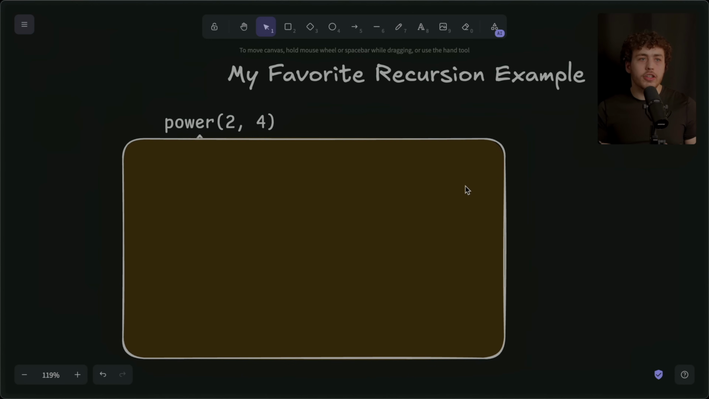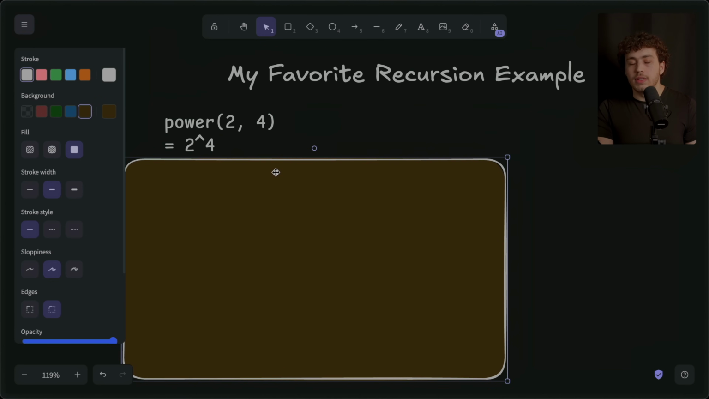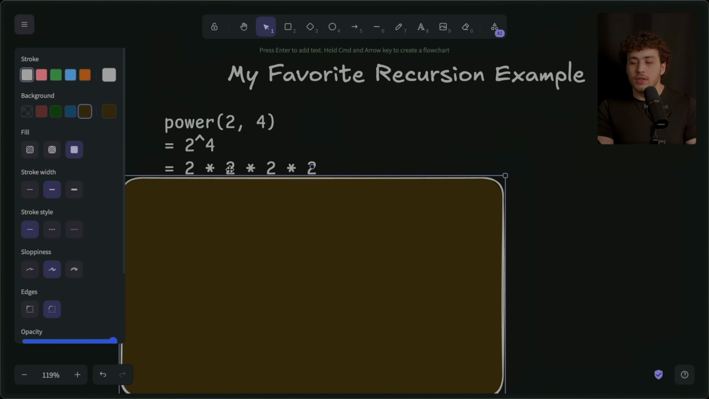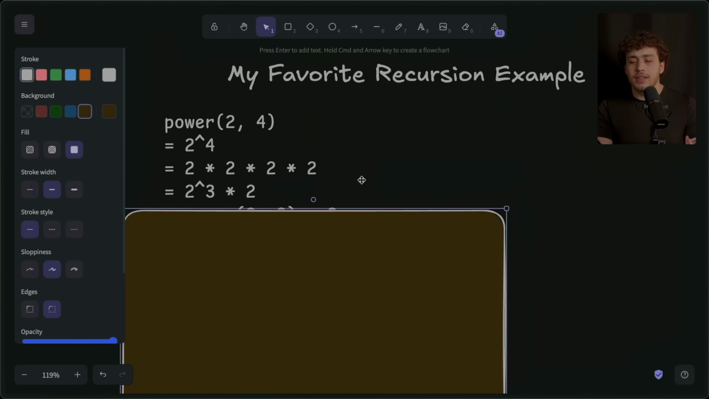If you already get recursion, skip like 2 minutes ahead in this video. But for those who don't, I really, really like this example. It's how it clicked for me the first time. And the example is the power function. So we imagine 2 to the 4th is what this is. So power 2, 4 is 2 to the 4th, but we can rewrite 2 to the 4th as 2 times 2 times 2 times 2, which we can then rewrite as 2 to the 3rd times 2.